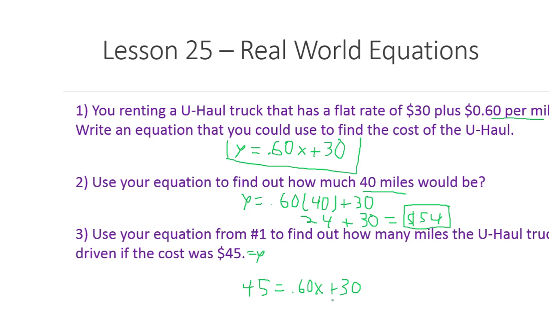Okay, so the next step to solve the equation is to subtract your 30 from each side. Subtract 30, subtract 30. And for space reasons, I'm just going to put this over in a different spot. So 45 minus 30 is going to be 15. So you get 15 equals 0.60x. Okay? Now we need to solve for x.